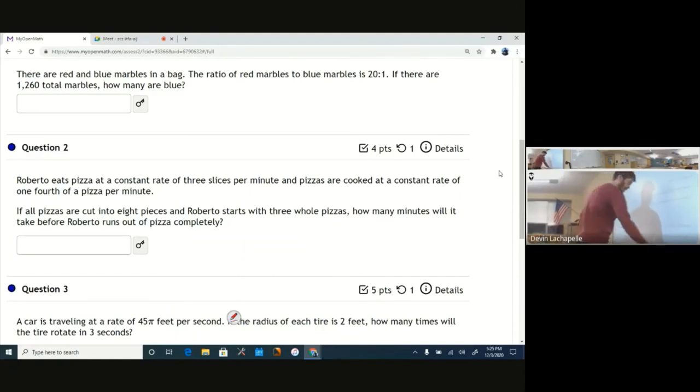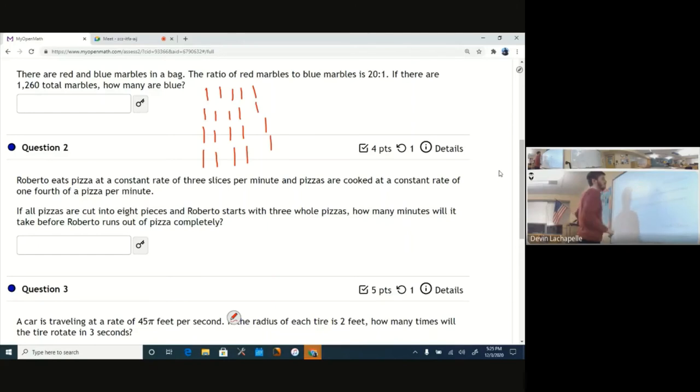And here's why. I'm going to draw a little diagram here. So I'm going to do, instead of marbles, I'm going to do tallies just because that's a little easier for me. Red marbles to blue marbles is 20 to 1. So 1, 2, 3, 4, 5, 6, 7, 8, 9, 10, 11, 12, 13, 14, 15, 16, 17, 18, 19, 20. There's 20. In blue, there's 1.